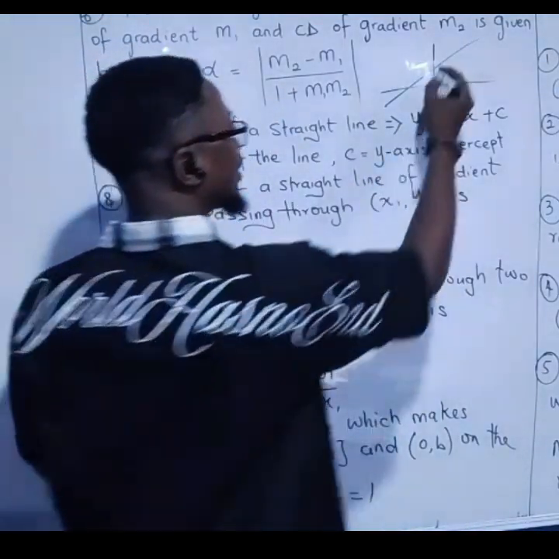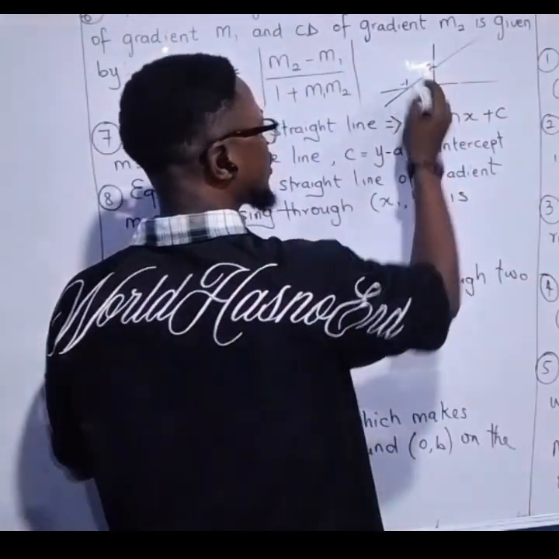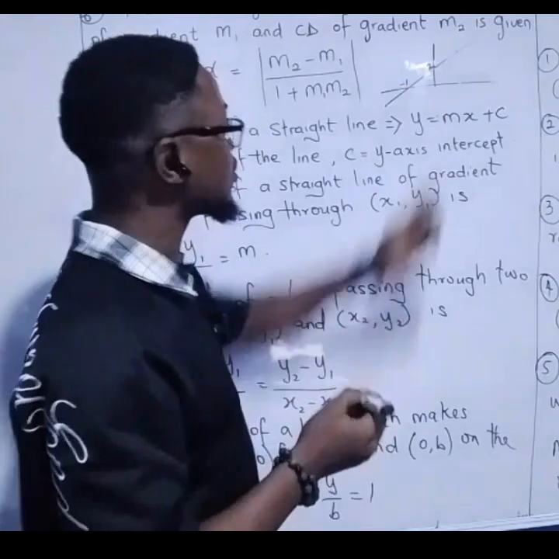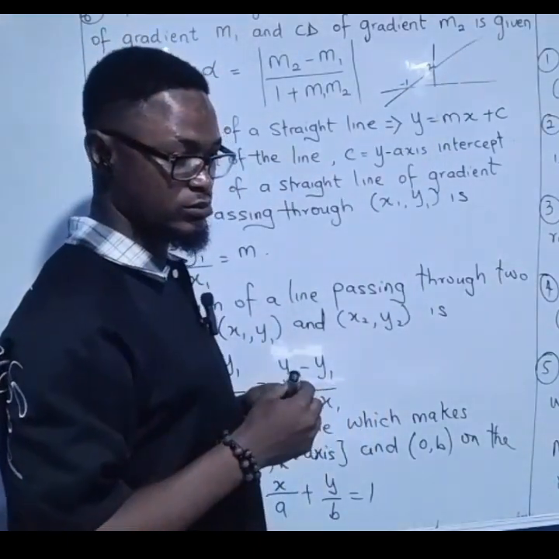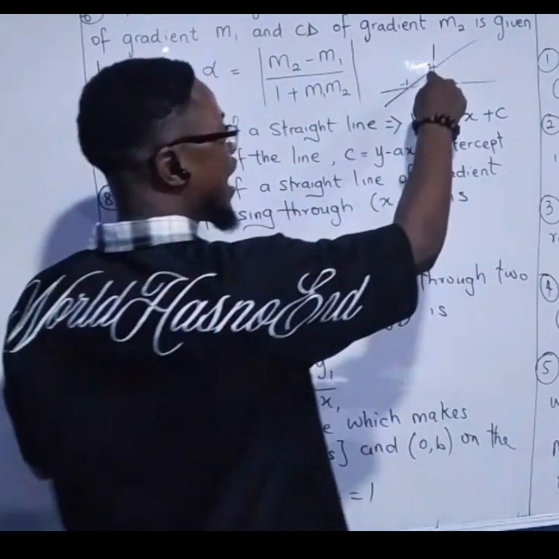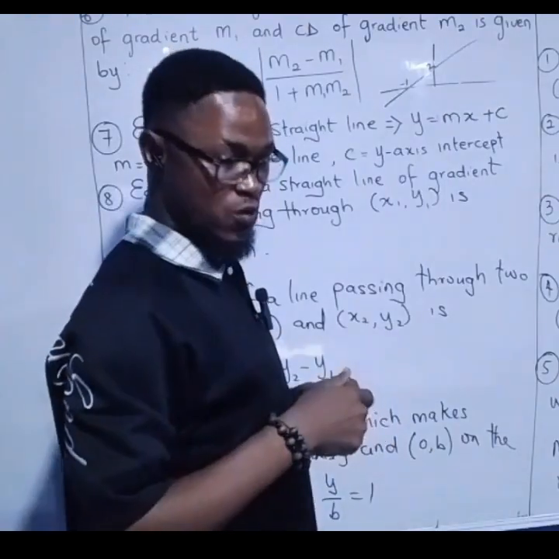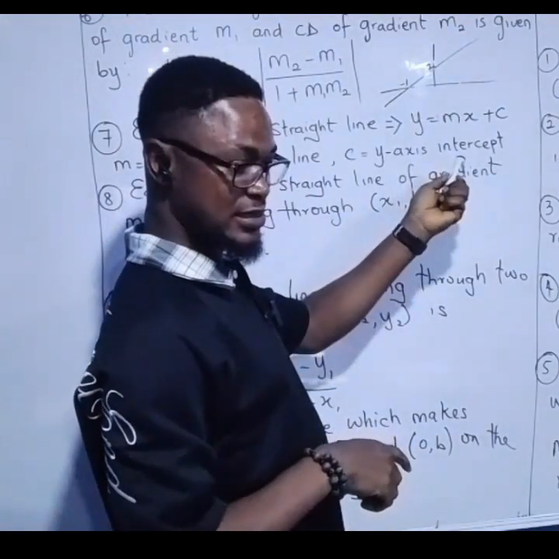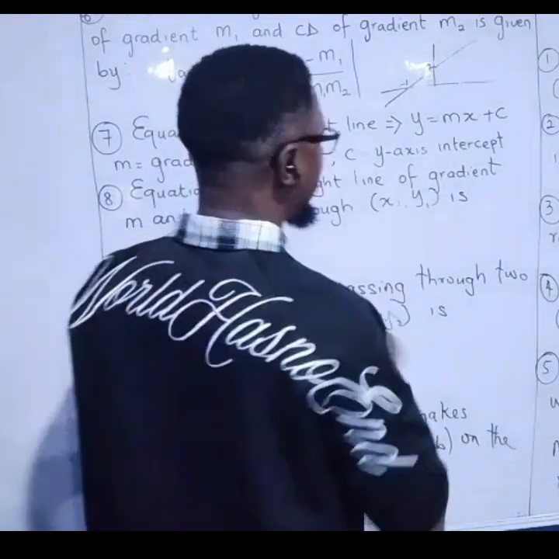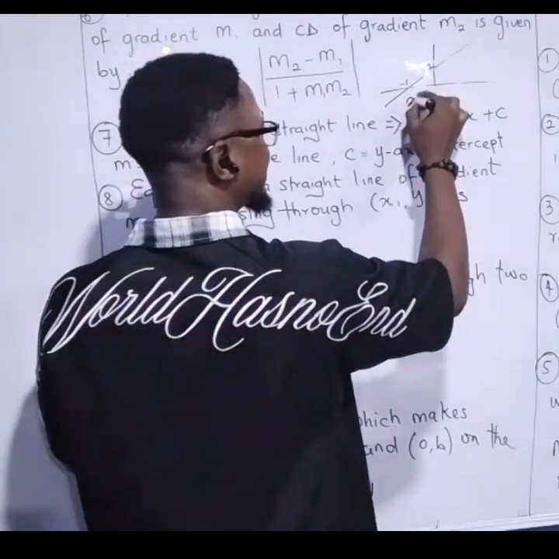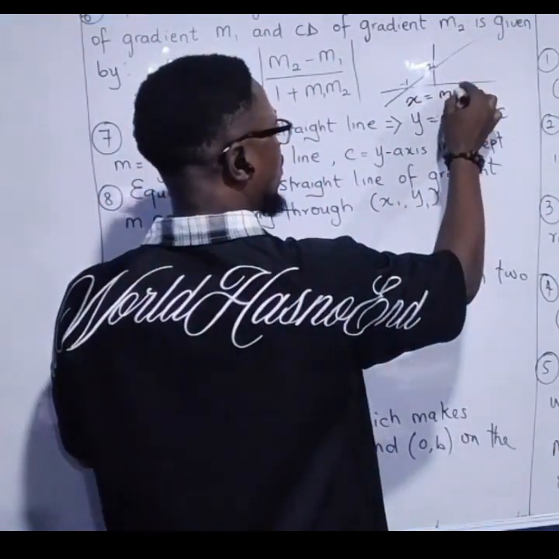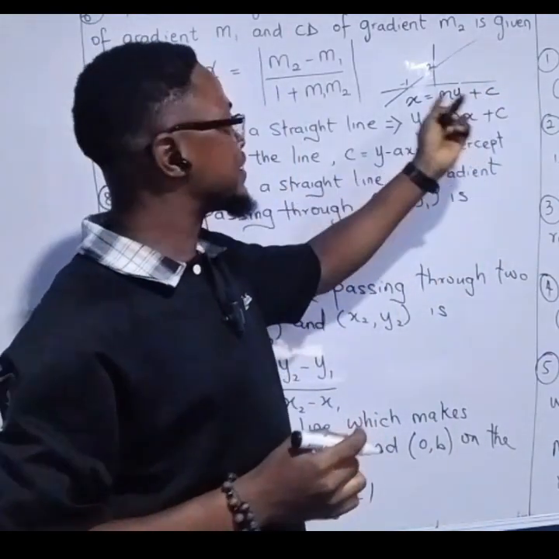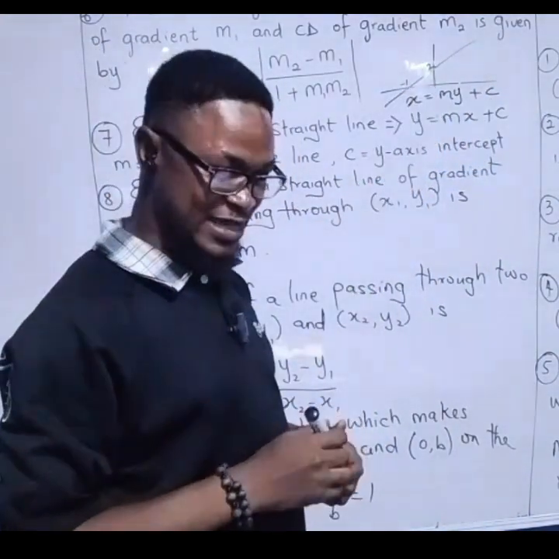Okay? So if it touches here at 2 and touches here at -1, for this particular case, your c is what? 2. Because that is where this line touches the y-axis. Okay? So you don't use the x-axis in this case. But when your equation of a line looks like this, x equals m y plus c, now the c here is the x-axis intercept.